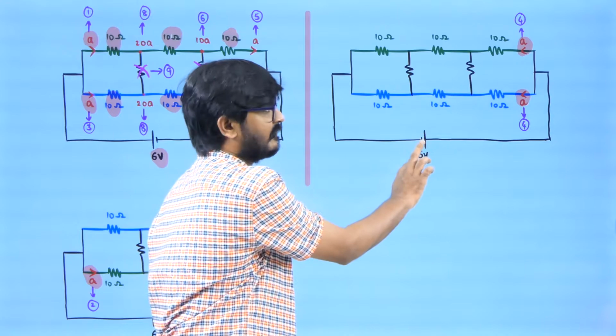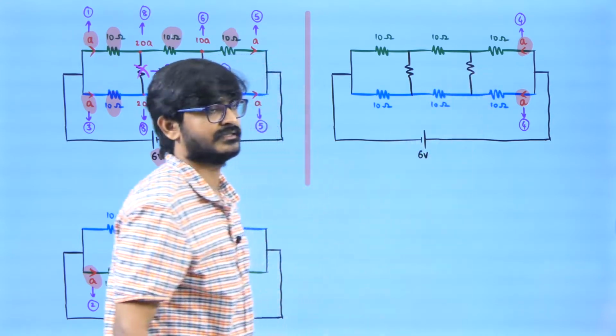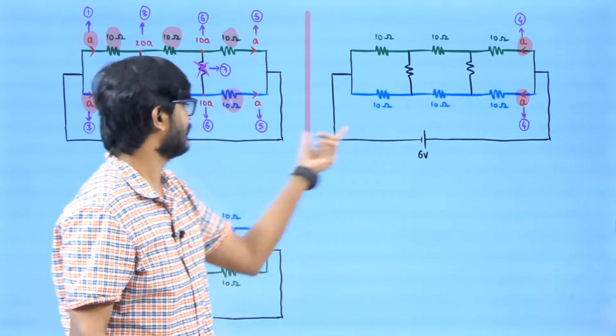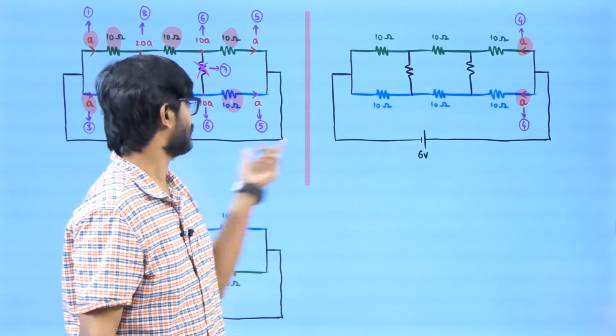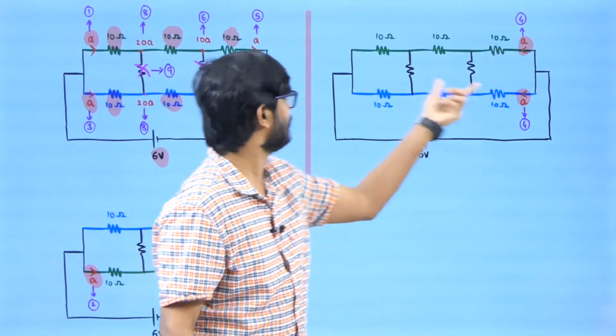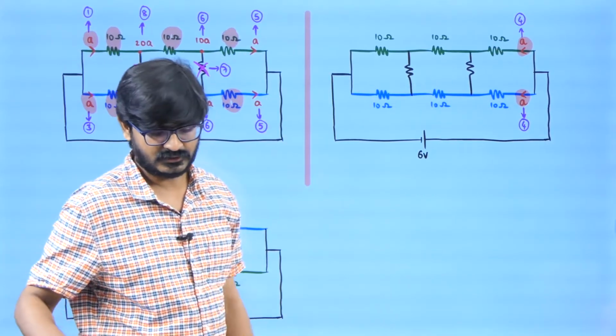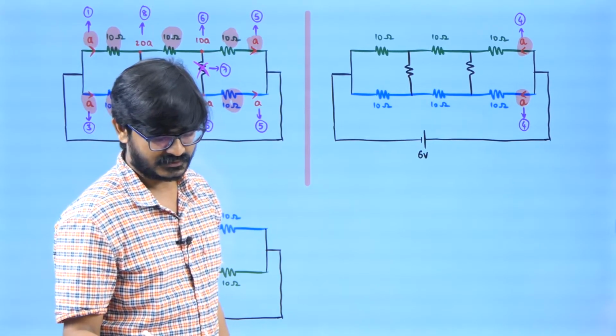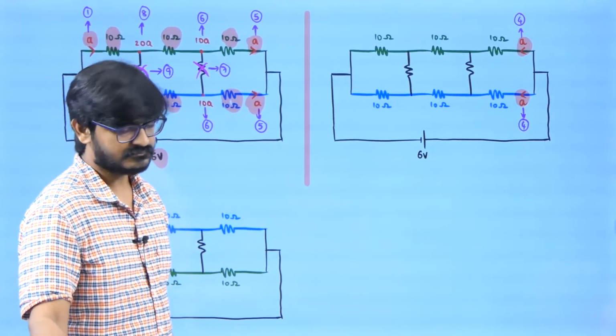What will happen? These currents will get inverted. So if I invert the battery, the figure will look like this. So what I can do, I can invert the battery and I can invert the currents and I can put them here. So this is going to be my next step. I'm going to put the currents here.